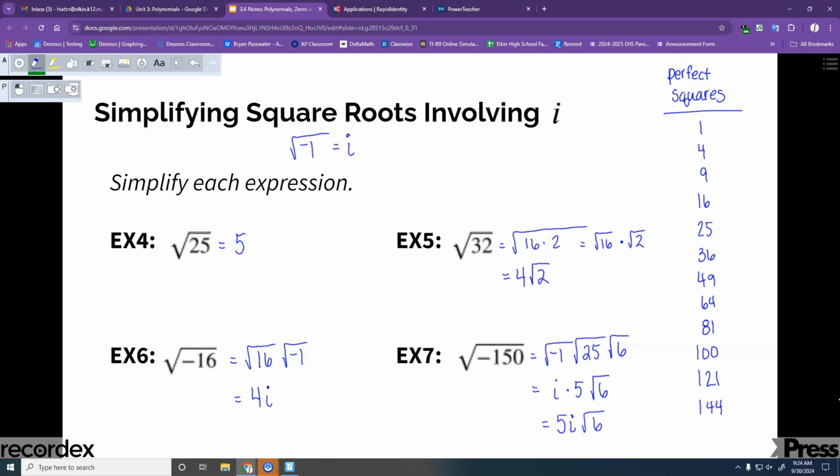Now these first two you can kind of check on Desmos to see if you're right, because if I type square root of 32 and 4 square root of 2, I can see if they equal the same thing. If it has an i, it's not going to do that in Desmos, so you have to know how to simplify those.